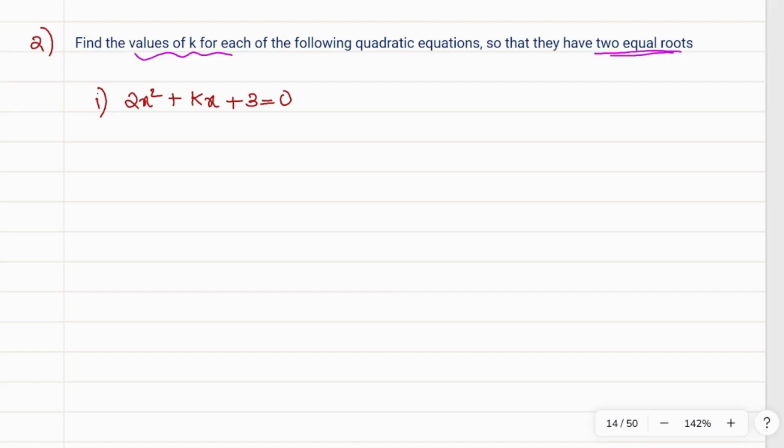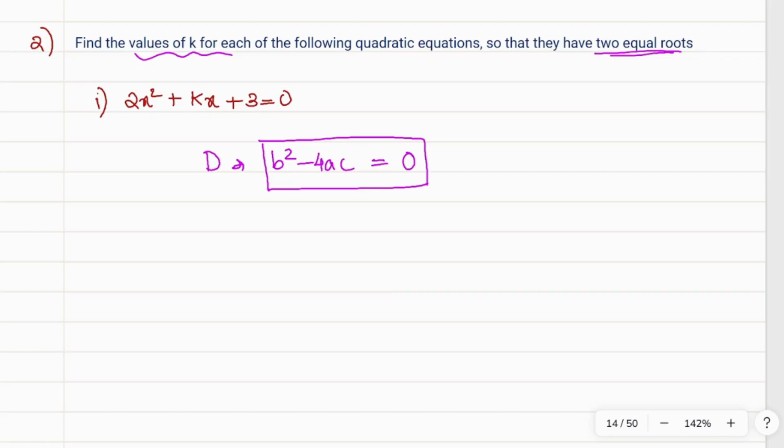They are telling that the nature of the roots is that two equal roots will be there. That means D, which is equal to b square minus 4ac, this value should be equal to 0. If this value is equal to 0, then we can tell that they are having equal roots.